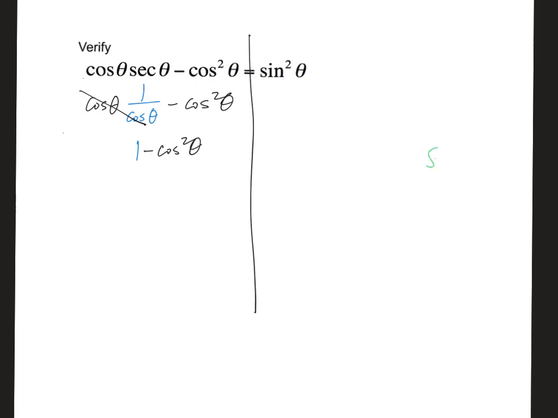And if we remember our Pythagorean identities, if I subtract cosine squared theta from both sides, sine squared theta is the same thing as 1 minus cosine squared theta. That's what I currently have. So all of this is just the same thing as sine squared theta. It's a Pythagorean identity just rearranged. And that's what I was trying to show the whole time, so I know I'm done.